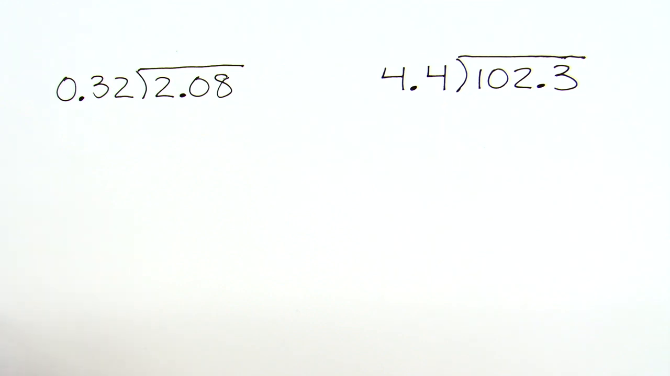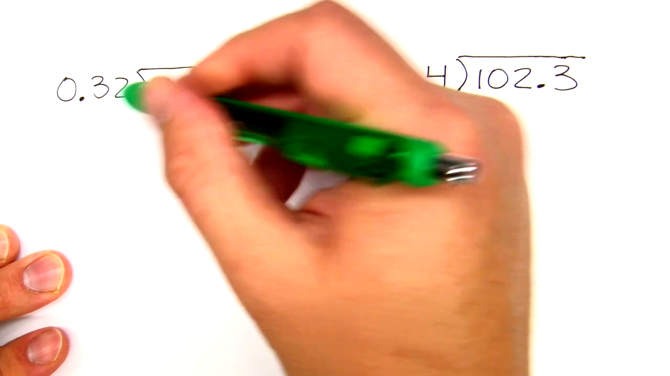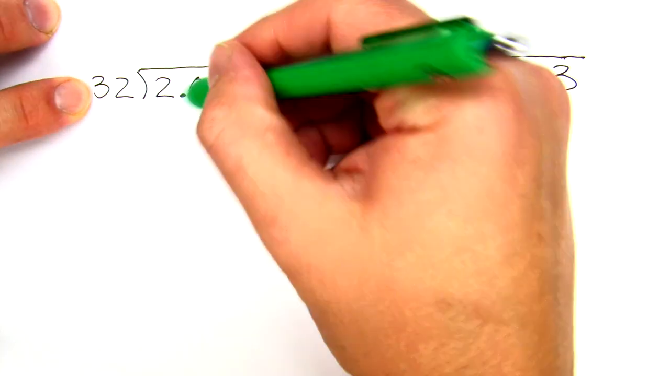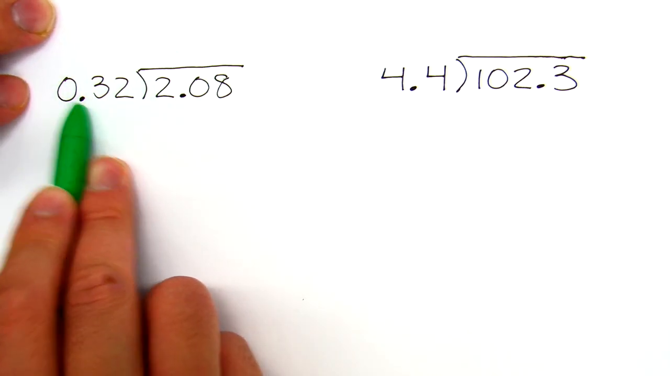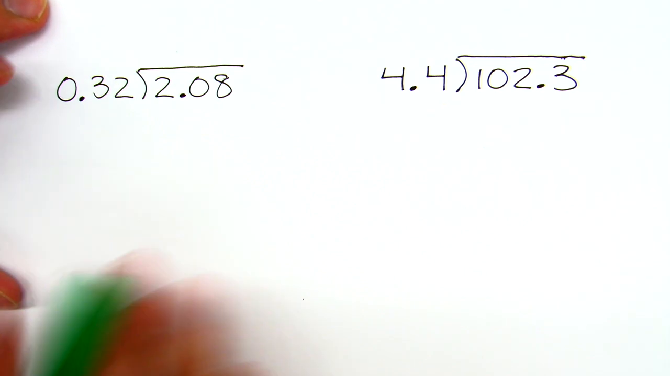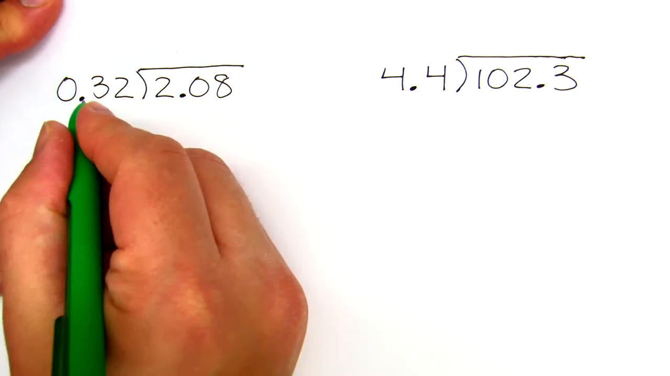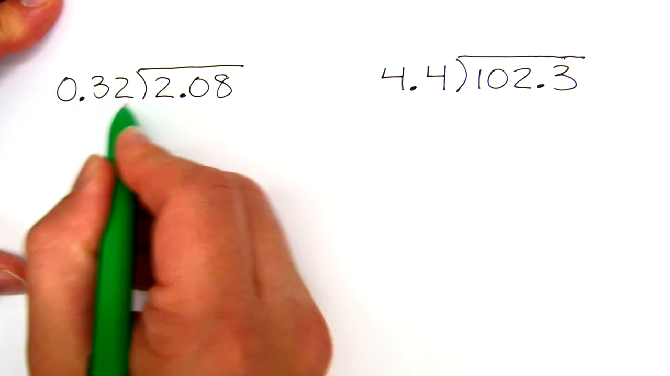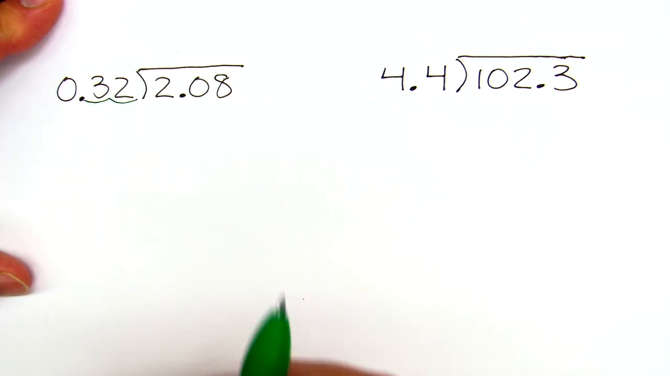Well, it's almost as easy as bringing it straight up. When we divided a decimal by a whole number, if this was just 32, we would just bring the decimal straight up, right? But since we're dividing by a decimal, here's what we need to do. There's one more step. What we do is we move this decimal over to make it a whole number. So watch this. We went over 1, 2, right?